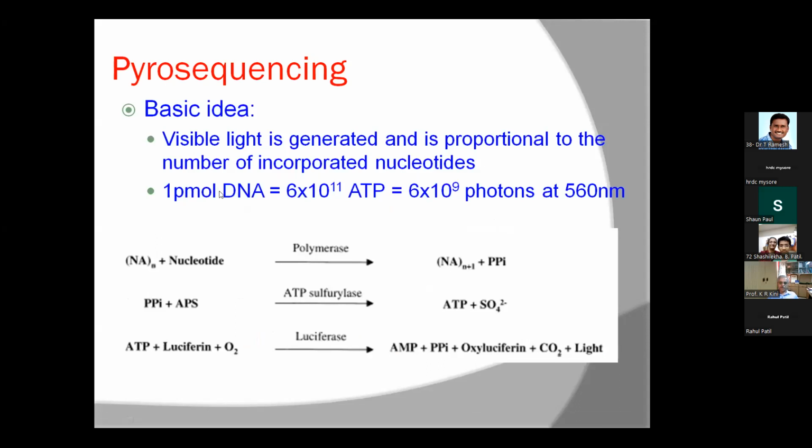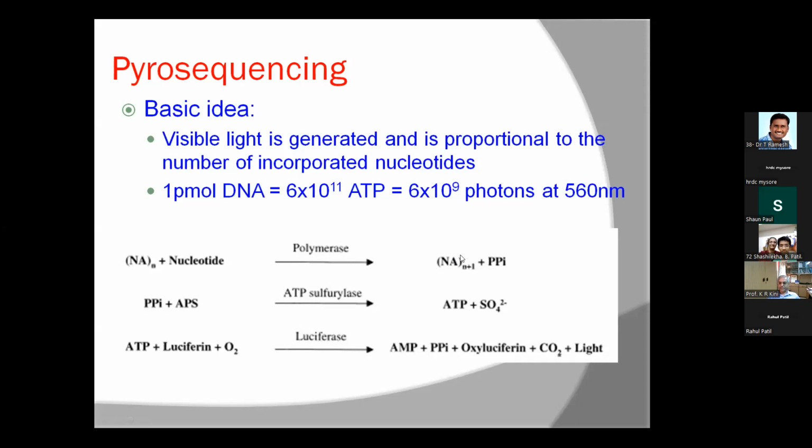So if you have 1 picomole of DNA, this will be the number of ATPs, and it will give light. And what is basically measured is the light. Now, how is the light measured upon DNA nucleotide addition? There are 3 reactions, 3 enzymes. So you have the primer and the nucleotide. When you add, the polymerase will add the dNTP to the growing chain.